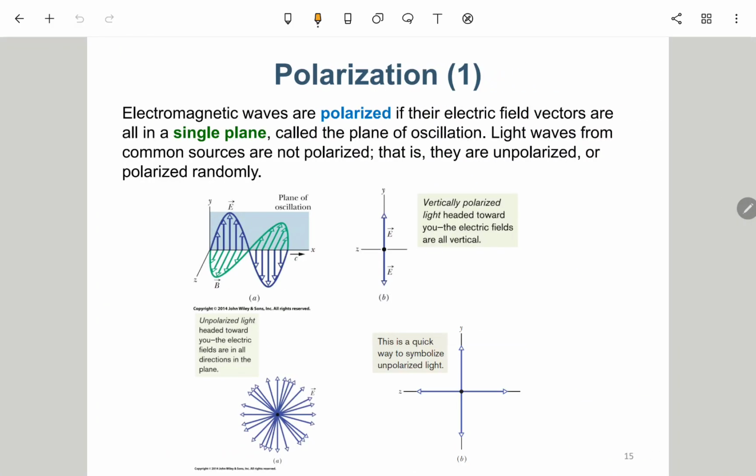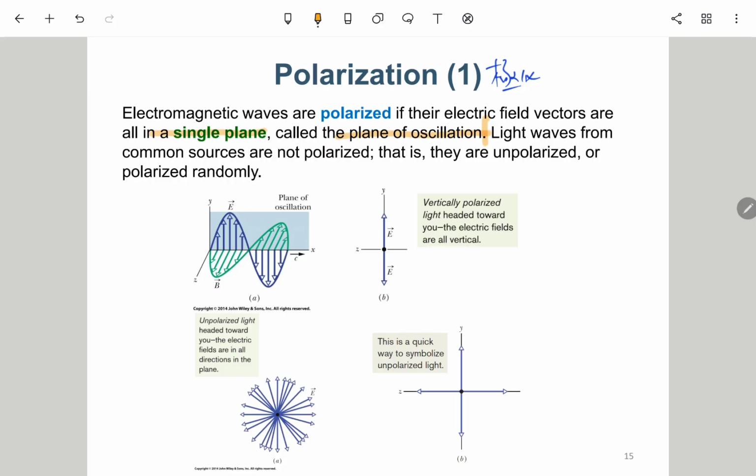So the next part we call polarization. In Chinese, we call it 极化. The EM waves are polarized if their E field vectors are all in a single plane. In other words, they are pointing in the same direction, called the plane of oscillation. So this is called polarized light.